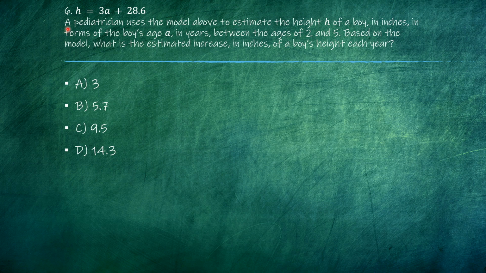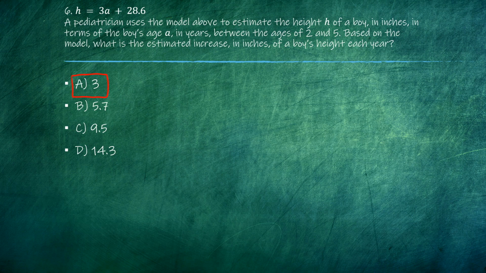Question number 6. A pediatrician uses the model above to estimate the height of a boy in inches in terms of the boy's age A in years between the ages of 2 and 5. Based on the model, what is the estimated increase in inches of a boy's height each year? Once again, pause this video and try the question yourself. The answer is A, 3.